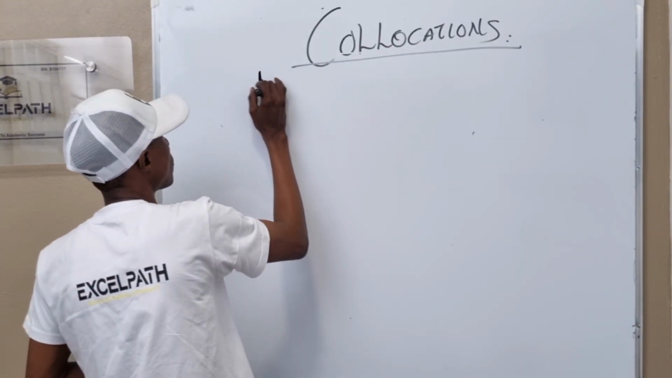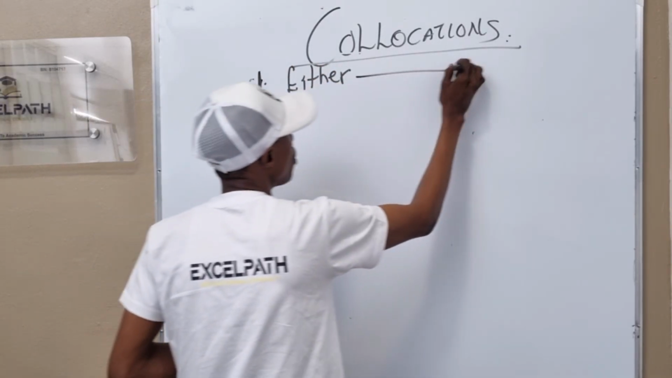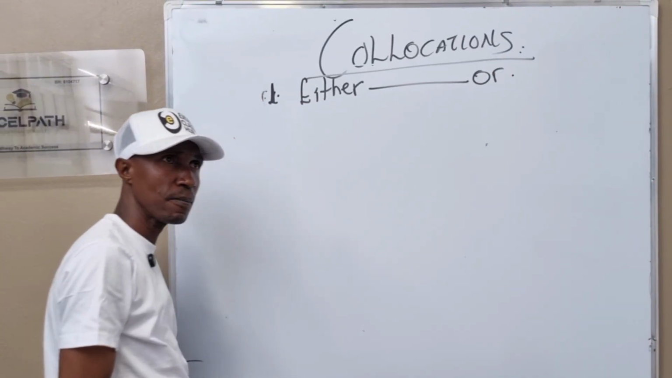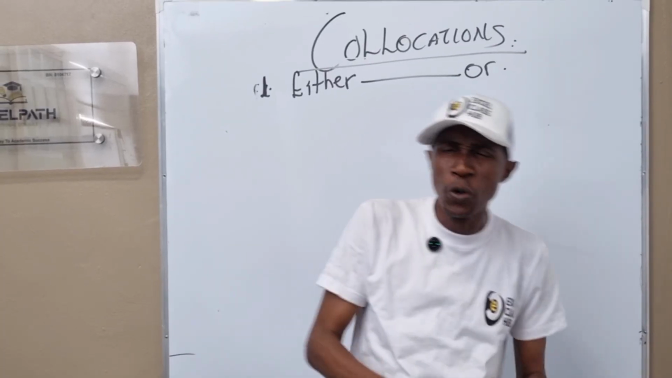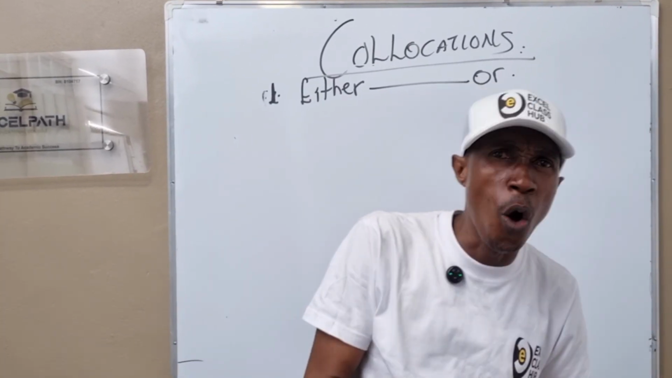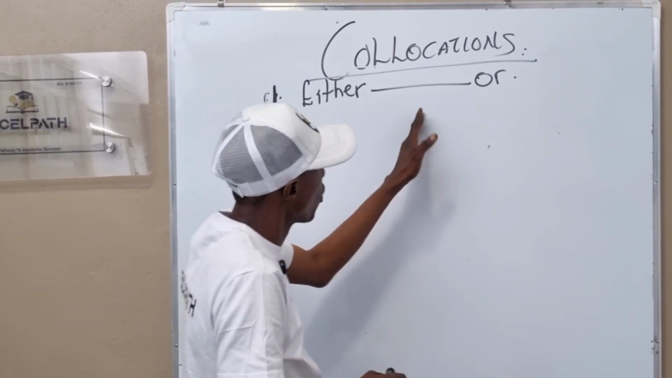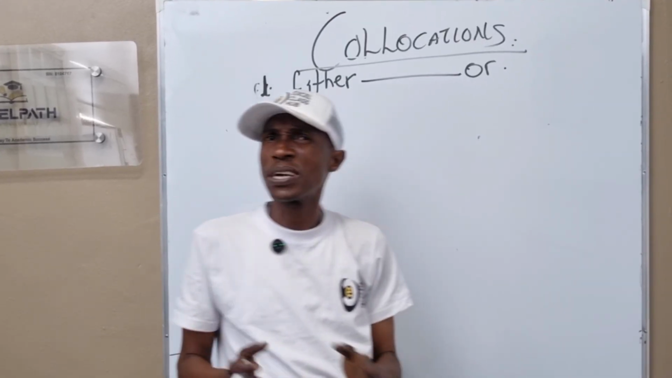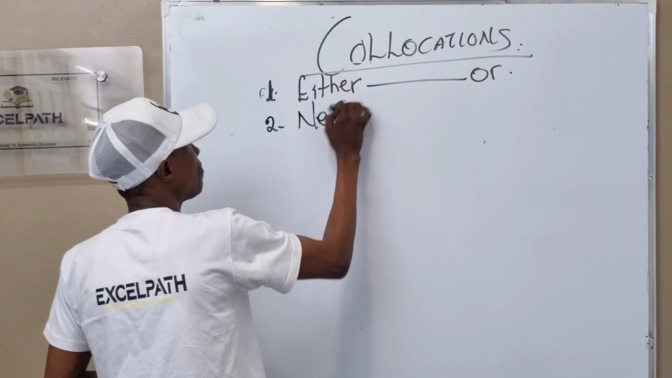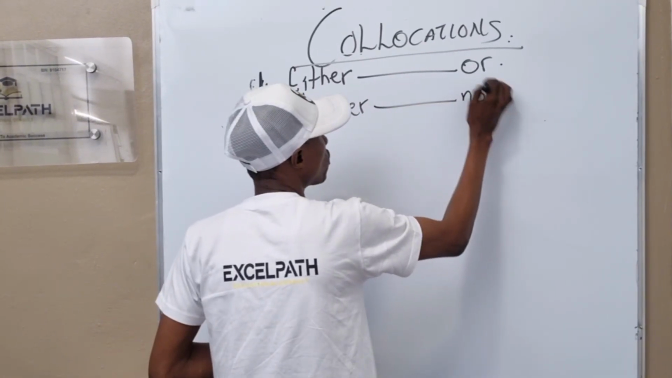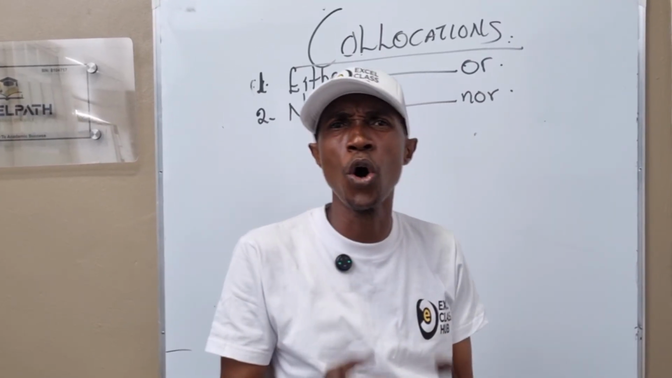Let's say example 1. There is no way you can make use of either without going with or. When either is used, it goes with or. So using either without or makes the statement meaningless. Either Shade or the boy will be attending the what? Party. You can't use either without or. Number 2 is neither. Neither goes with what? Nor. You can't make use of neither without making use of your nor.